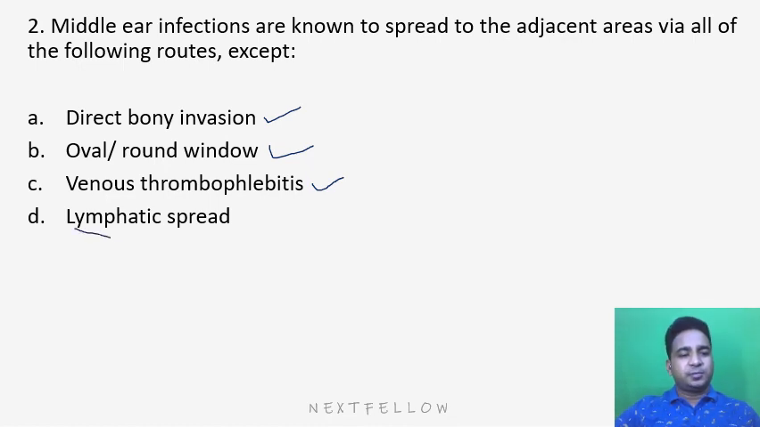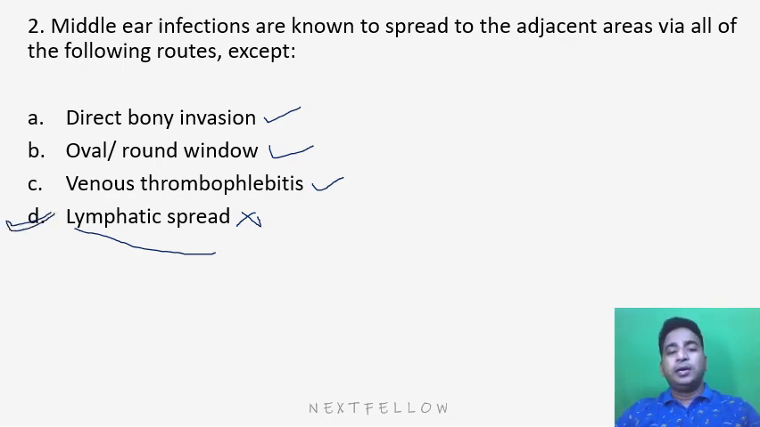Then comes lymphatic spread. I don't think there is any lymphatic spread in the middle ear, because lymphatic drainage is not of much concern. So the correct answer for this question seems to be lymphatic spread, because middle ear infection doesn't spread via the lymphatic route.